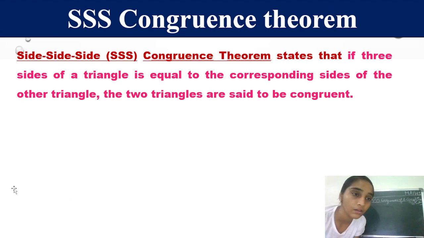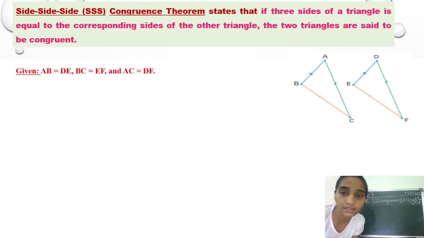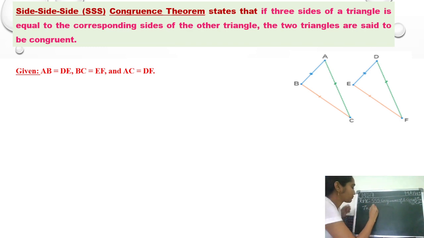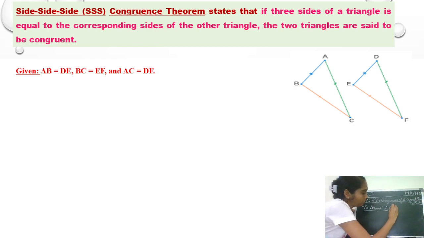Okay. So let me take the two triangles as ABC and DEF. First of all, what are we given? Yes, we are given that AB is equal to DE, BC is equal to EF, and AC is equal to DF, because it is already stating three sides are equal. Okay. So what do we have to prove, students? Yes, we need to show that triangle ABC is congruent to triangle DEF.